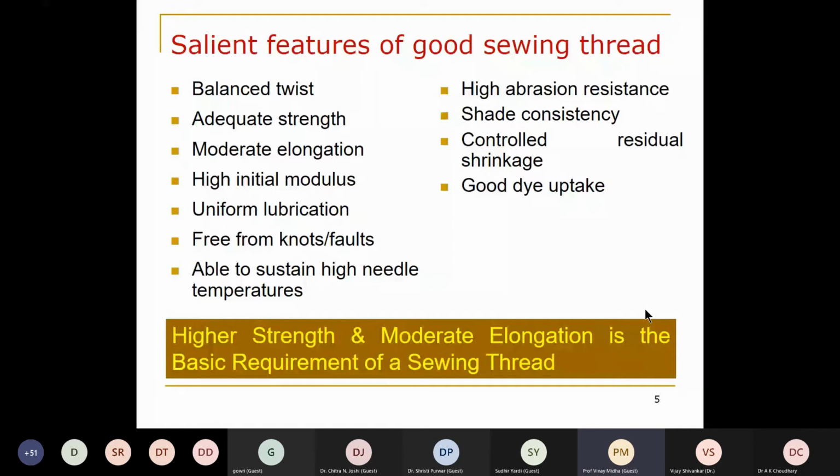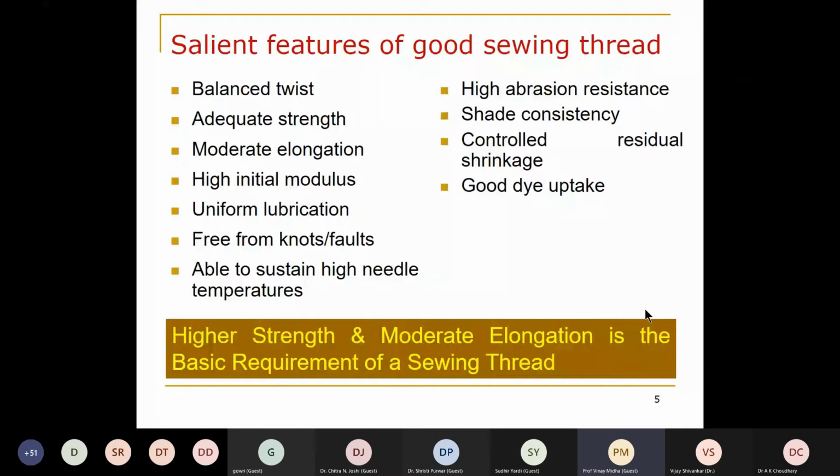For achieving these properties, these are the salient features required in the sewing thread, as certain things were discussed in the definition also. First, we require a balanced twist. There should not be any snarling in the thread. During passage through the needle eye, it should remain straight so that clear loop formation can take place. Then it should have adequate strength, a good amount of strength. Similarly, the elongation levels should be moderate. A good to high initial modulus is required for clear loop formation.